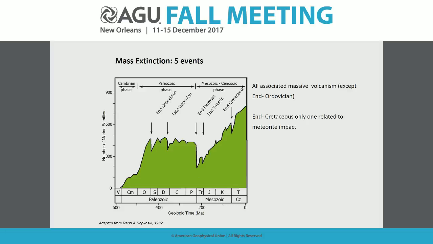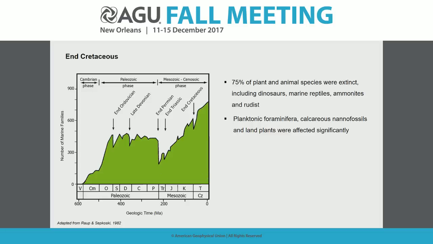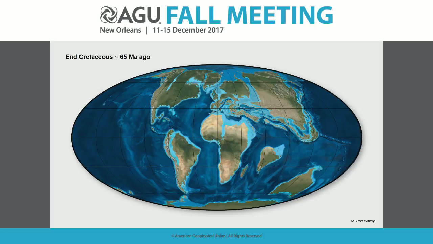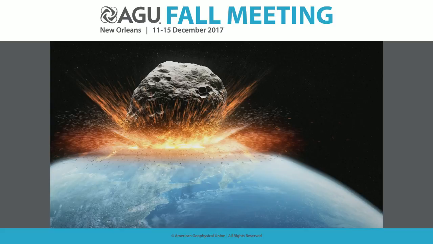So we all know there are five extinction events, and most of these are associated with massive volcanism, except the End Ordovician. The End Cretaceous one we know is the only one related to a meteorite impact. 75% of plant and animal species went extinct, including dinosaurs, reptiles, ammonites and rudists, and plankton, foraminifera, calcareous nannofossils and land plants were significantly affected. So this is the world 65 million years ago, very much like today. The only difference being there are no polar ice caps and probably a very warm climate at that time.